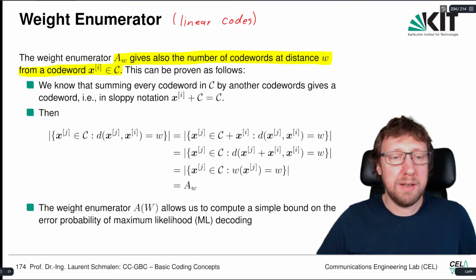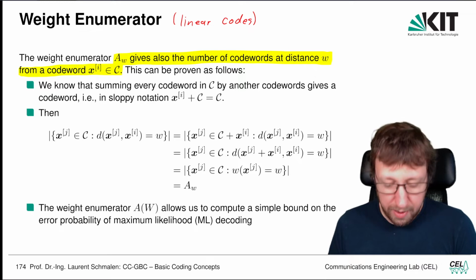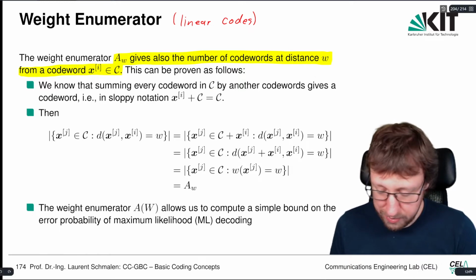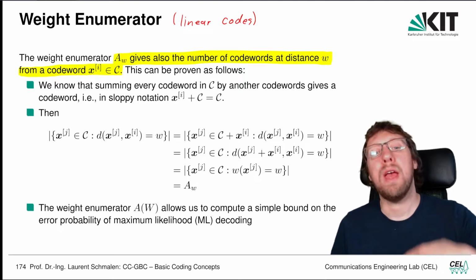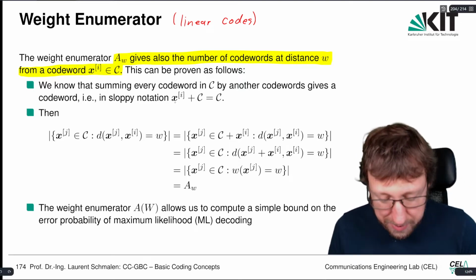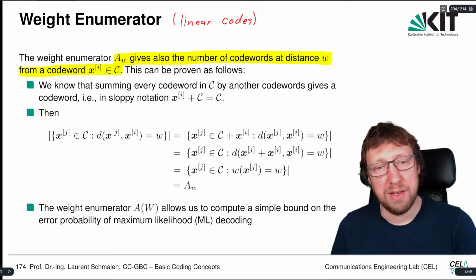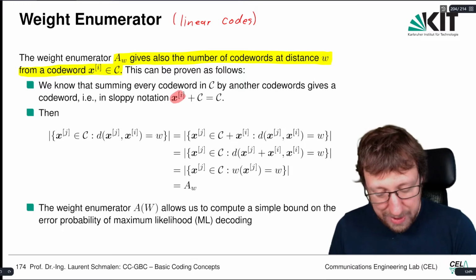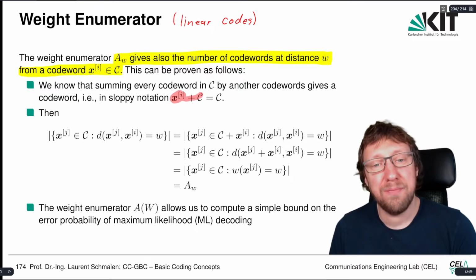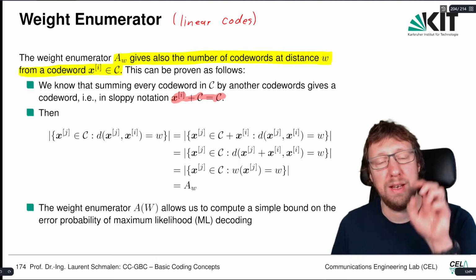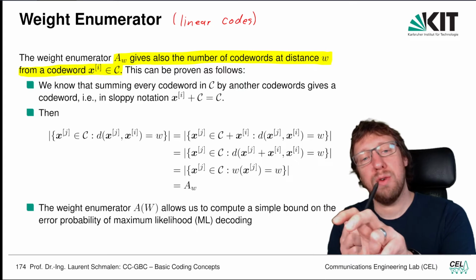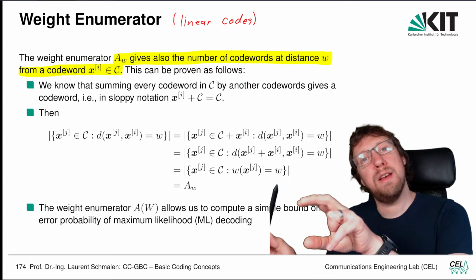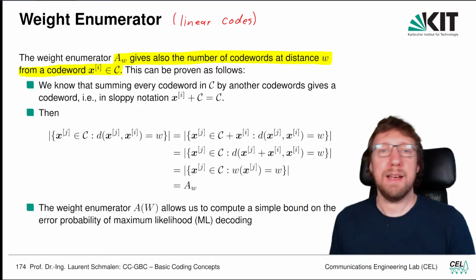So what we do is we know that if we take a code word in code C, and if we add another code word, we get a new code word. So it means, in a very sloppy notation, we take a code word x_i and we add C to it, we end up with C. We can add one code word x_i to every code word of C, and then the resulting set again is the code C.